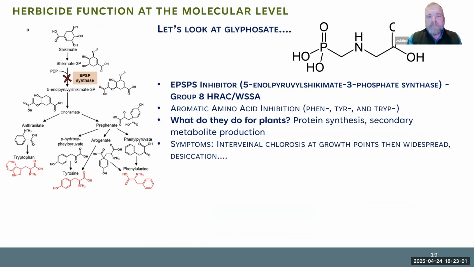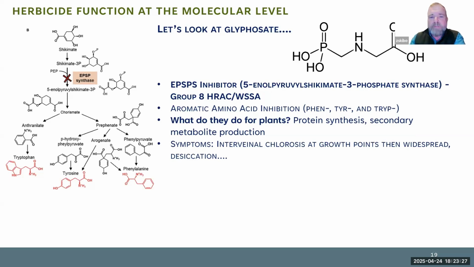Now, glyphosate. Glyphosate's an interesting one. You know, this is Roundup. This is an EPSPS inhibitor. What does that mean? It actually prevents the formation of aromatic amino acids in plants. And aromatic amino acids do all kinds of things for the growth of plants, from protein synthesis to metabolite production, all kinds of things. Now, the plants are going to have an energy reserve in their rhizomes or their roots.